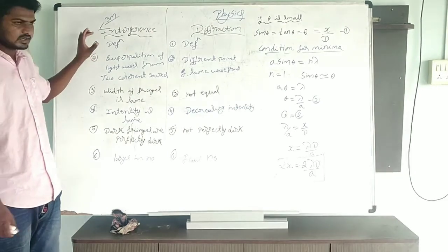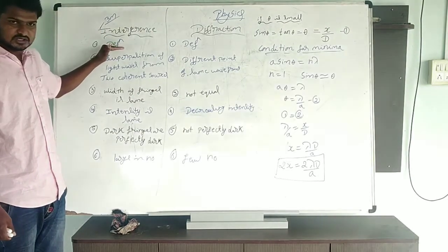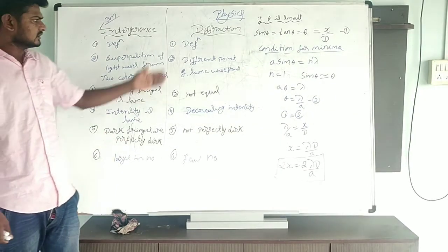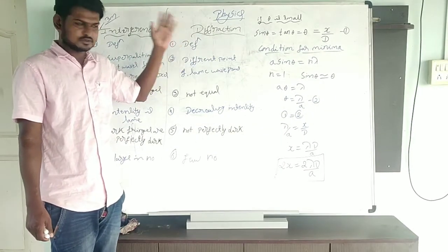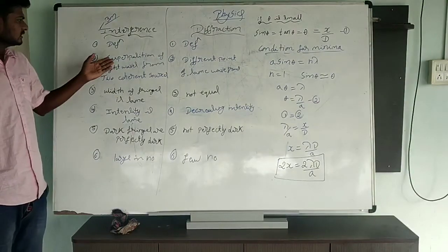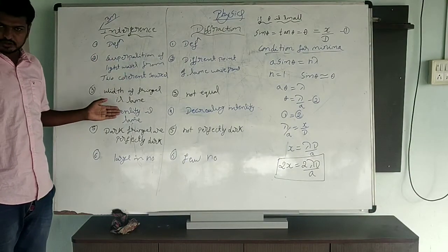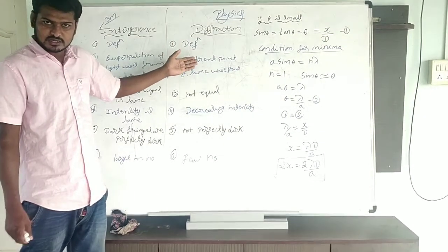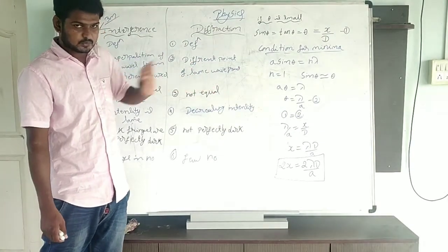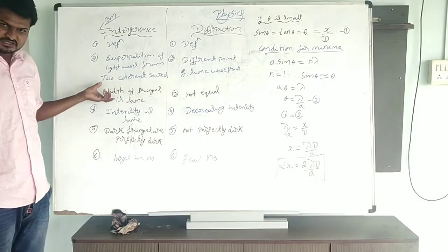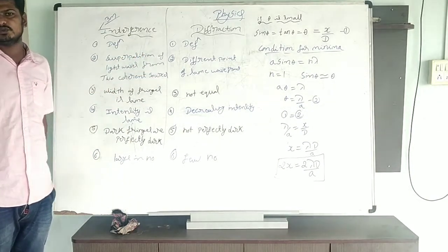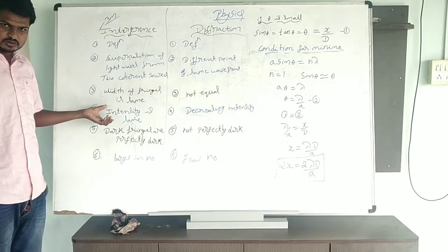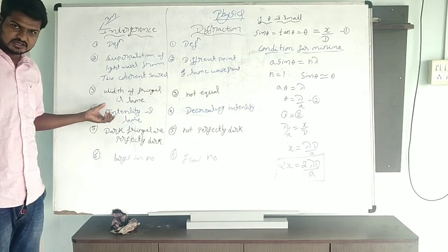Clear? So first one we can write the definition. Interference is the modification in the redistribution of light energy due to the superposition of two or more light waves. Diffraction is the bending of light at the sharp edges of an obstacle. Here the superposition of light waves from two coherent sources. Here the superposition of light waves from different points of the same wavefront. Here all the fringes have the same width. Here the fringe width is not the same, it will be decreasing. Intensity also: all the fringes have the same intensity in interference.